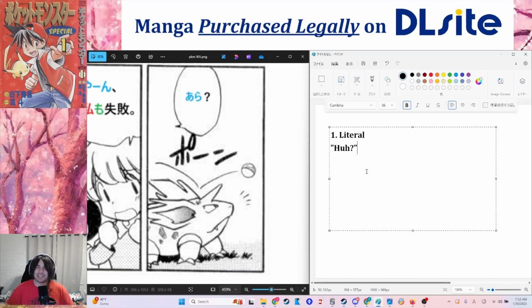So she says, huh? Another thing she could say in this instance is what? Because again, she went in there with full confidence. She threw the ball as hard as she could. She definitely thought it was going to work. And then it just didn't. So in a case like that, saying what totally works.